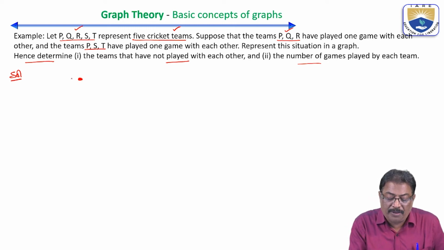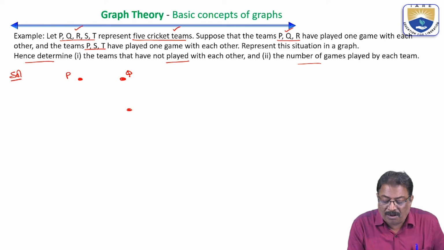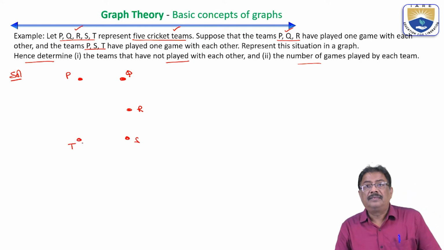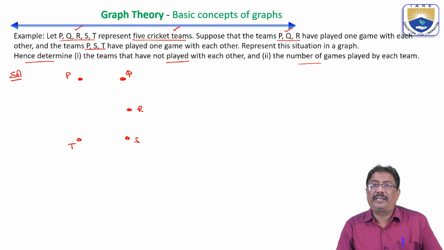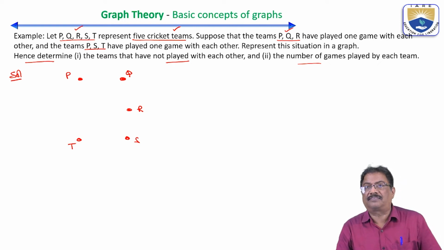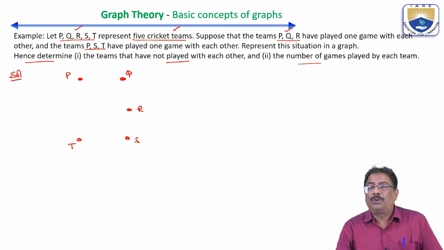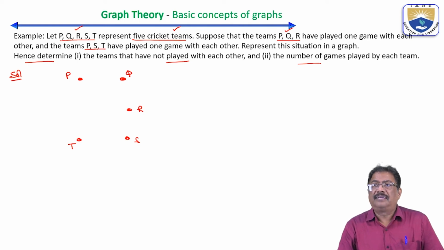So how many cricket teams are there? 5 cricket teams. So we consider P, Q, R, and another one is S, and another one is T. Consider the 5 cricket teams as 5 vertices. That means each vertex represents one cricket team. And an edge indicates a match between those two teams; if there is a match, we represent it with one edge.